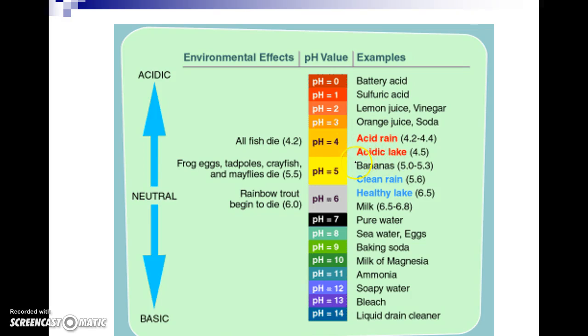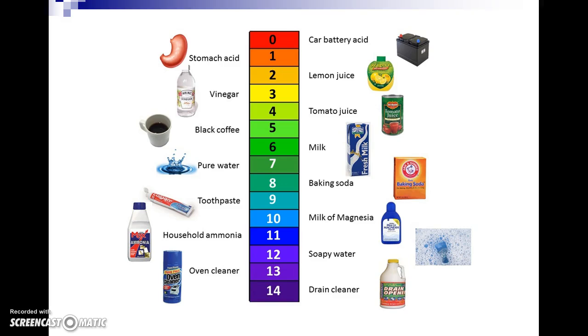Acid rain in an acidic lake, bananas, clean rain, which is a little bit acidic. A healthy lake is about 6.5. Milk, pure water. And then we have seawater, eggs, baking soda, milk of magnesia, ammonia, soapy water, bleach, and then liquid drain cleaner. Very, very, very basic.